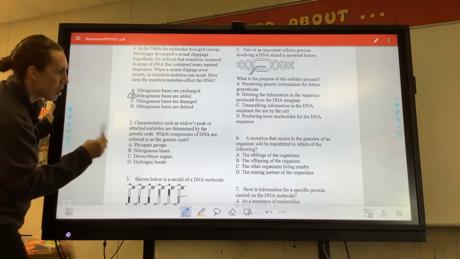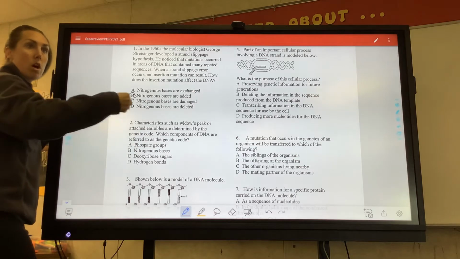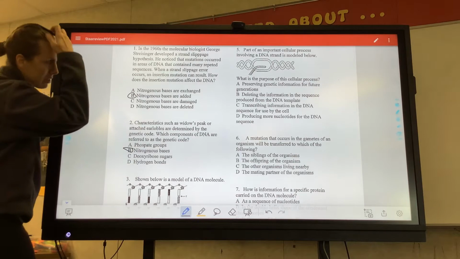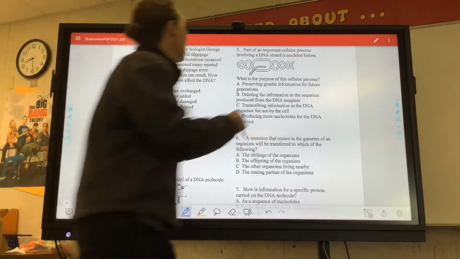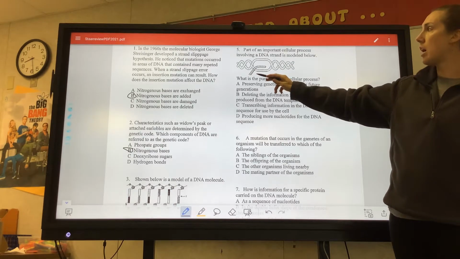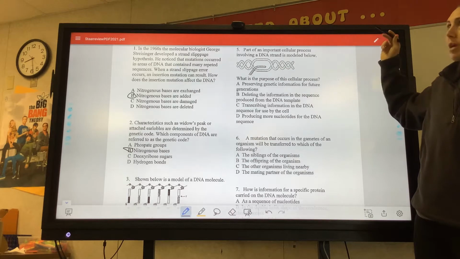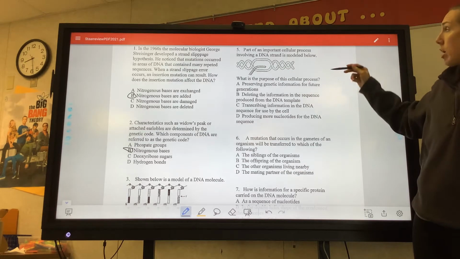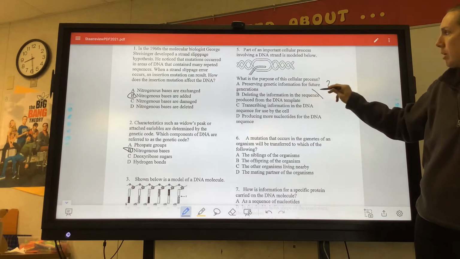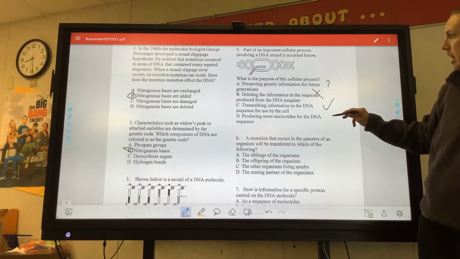Which components of DNA are referred to as the genetic code? So your code is the order of your bases. Nitrogenous bases. So B is right. Yes. Okay, this right here, I'm telling you right now, that is DNA because it's double-stranded. That is RNA. DNA to RNA is transcription. What are they doing? They're transcribing DNA to RNA. Preserving genetic information for the future, I don't know about that, deleting, nope. Transcribing information in the DNA, producing more nucleotides for DNA.